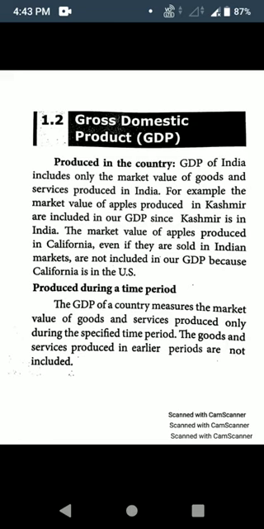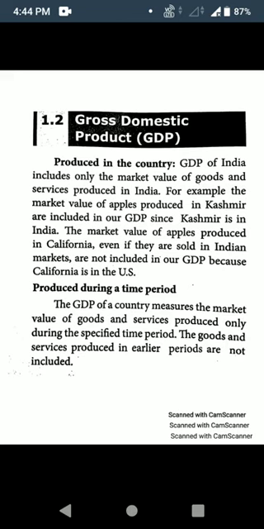Now, gross domestic product, here, it was under these two headings: produced in the country, produced during a time period. Okay, produced in the country. GDP of India includes only the market value of goods and services produced in India. So already we know GDP means what? GDP is the measure of the country's economic output in a year. So in India, it will include only the market value of goods and services, not the other thing.